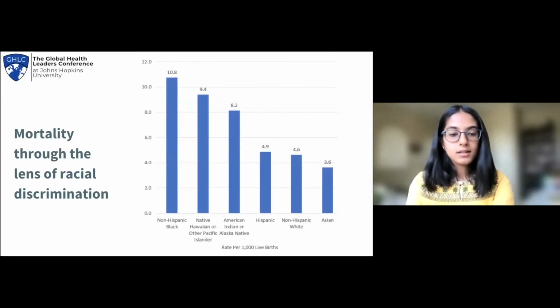So, mortality through the lens of racial discrimination. As you can see, the graph on the right shows that non-Hispanic Black infants have a much higher rate of mortality than infants of other races. Now, why is that?